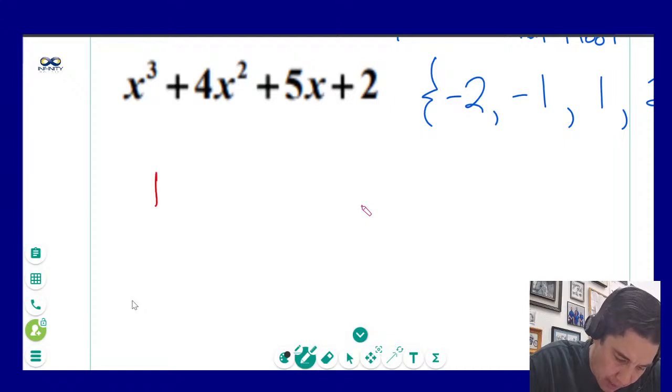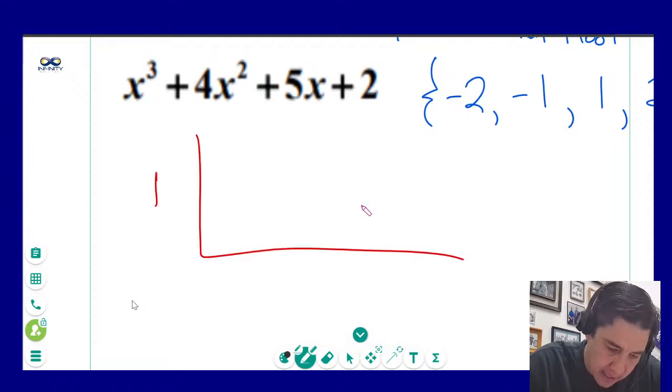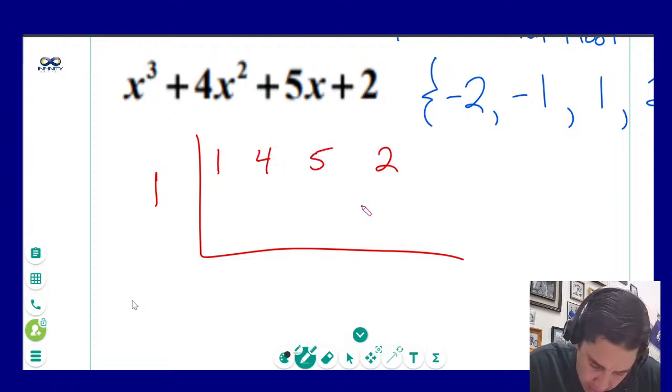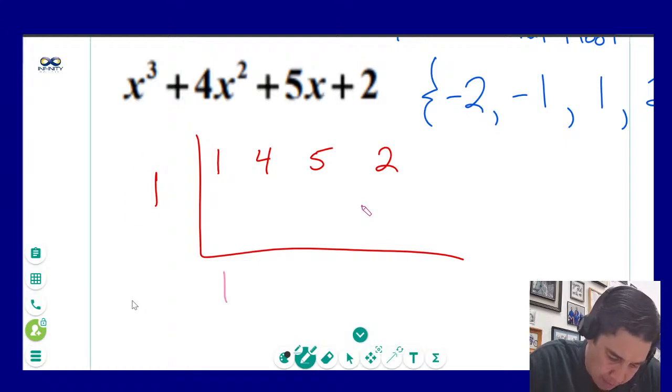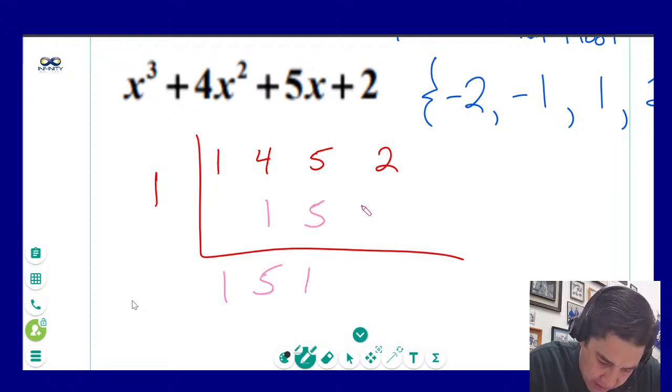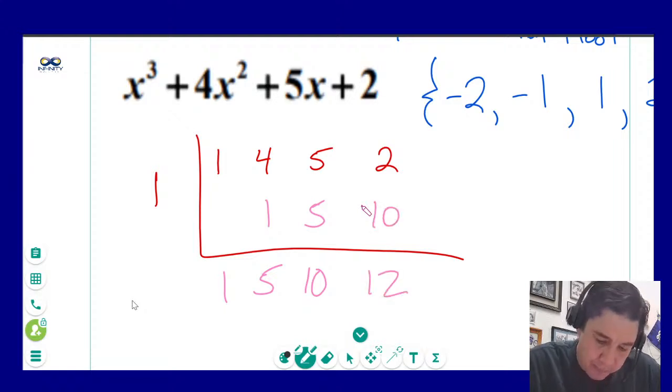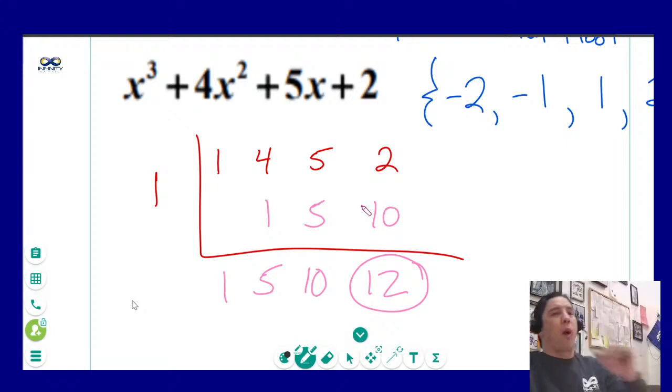I do 1. I do my synthetic division. My coefficients are 1, 4, 5, and 2. Bring the 1 down. Let me change color so you see my work. Bring the 1 down. 1 times 1 is 1. 1 plus 4 is 5. 1 times 5 is 5. 5 plus 5 is 10. 1 times 10 is 10. 2 plus 10 is 12. So my remainder would be 12.